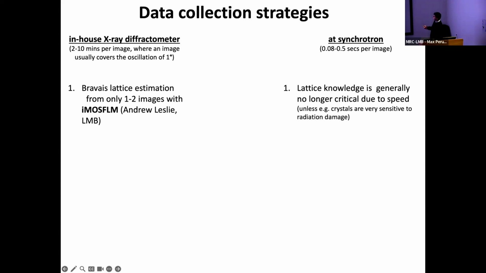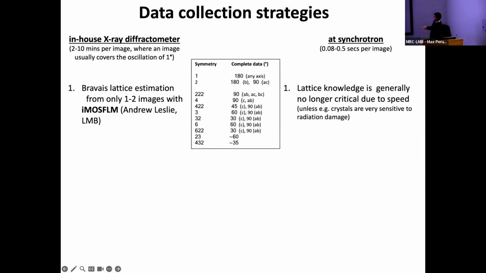At the synchrotron, you don't care because it's so fast that you don't need to do any calculation. You want to estimate this so you will know how many images you need to collect. Obviously, if you have high symmetry crystals, you only need to collect 30 images, which might take only 1 hour. Instead, if you have low symmetry, you need to collect 180 degrees. So that will take 5, 6 hours.